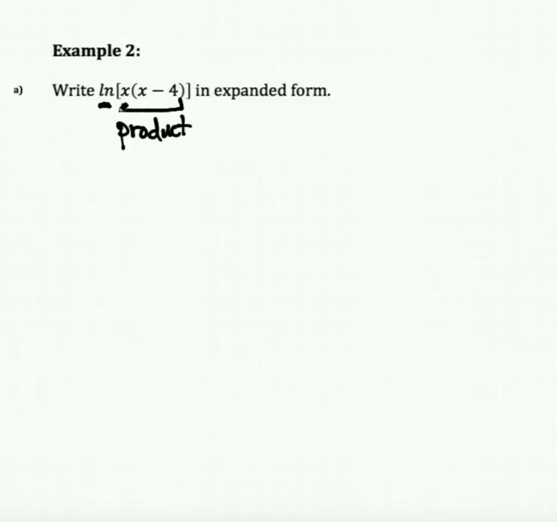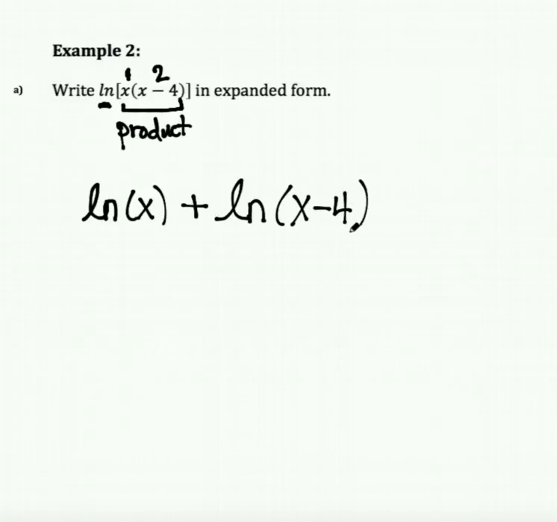The product rule says if I have two things being multiplied, the first thing is this x, the second thing is the x minus 4, that I can separate it into two separate logs. So I'm going to write it as the natural log of x, and product rule tells me I'm going to put addition between them, plus the natural log of x minus 4.